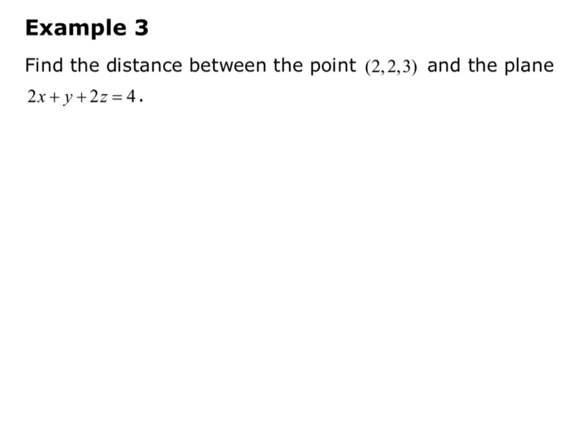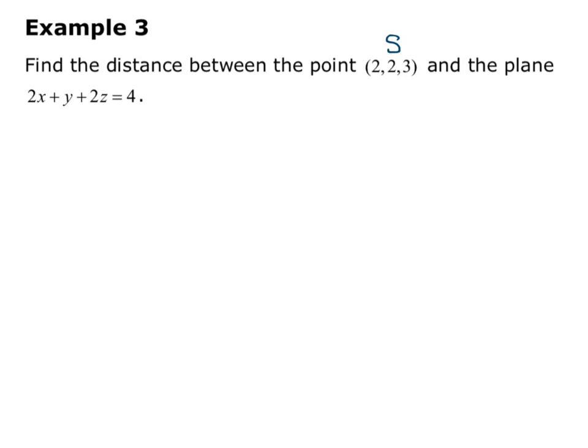In example 3, we're asked to find the distance between the point (2, 2, 3) and the plane 2x + y + 2z = 4. So the things that we need for our formula are a point S, a normal vector to the plane, and a point on the plane.